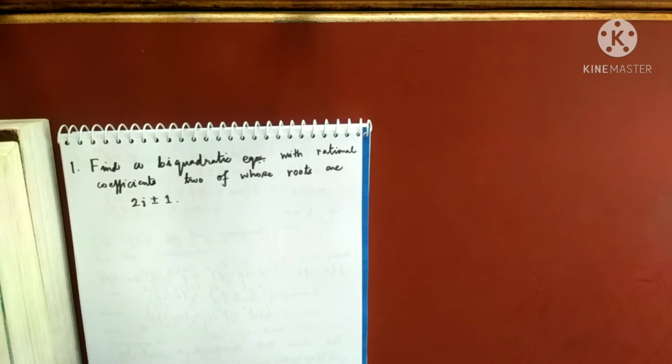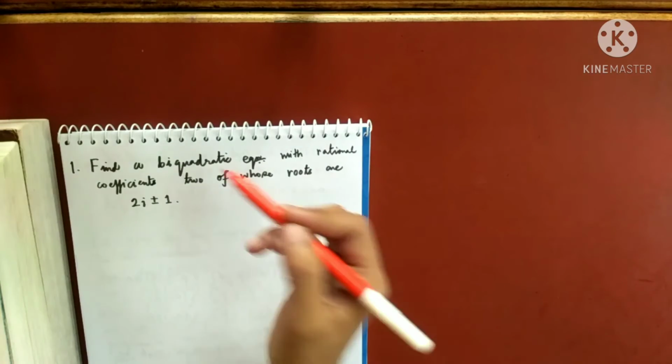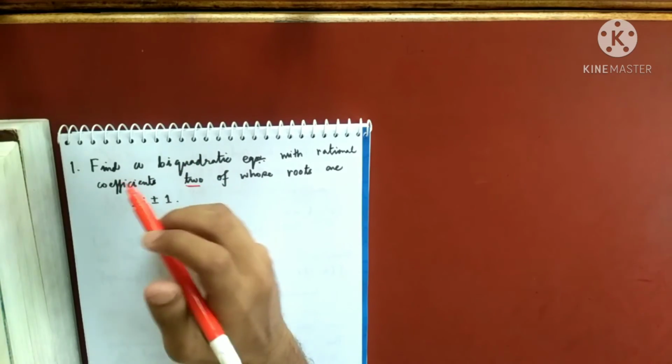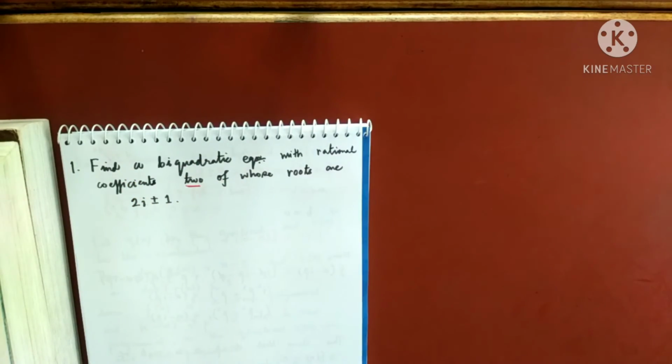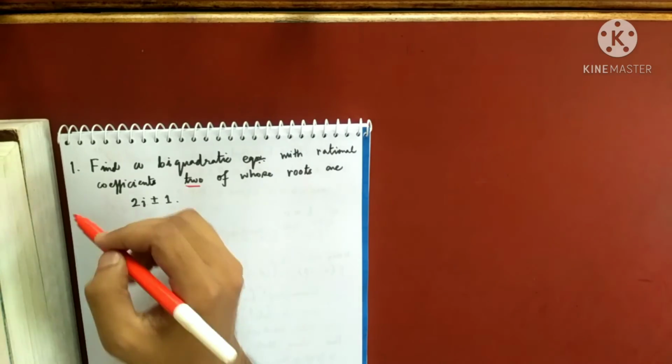So they have given us that this biquadratic equation has 2 roots equal to 2i plus minus 1. That is, one root is 2i plus 1, another root is 2i minus 1. But you remember, this is a biquadratic equation. This has exactly 4 roots. They have given the information for just 2 roots. So firstly, we will determine what are the other 2 roots.